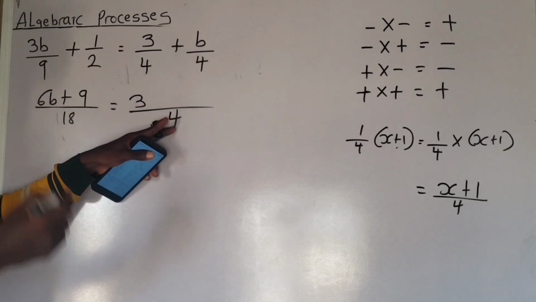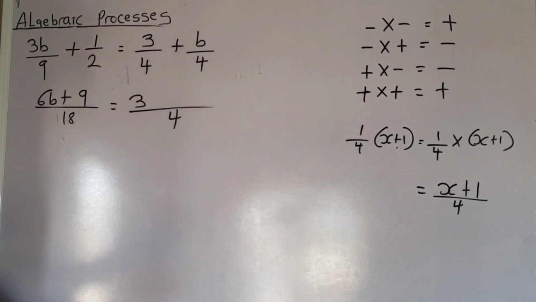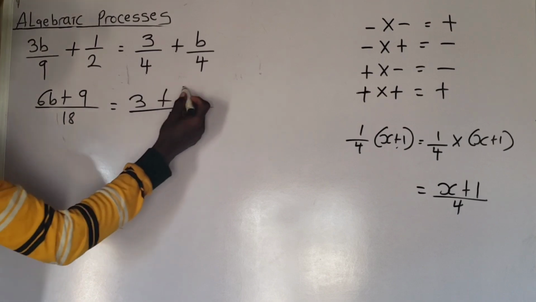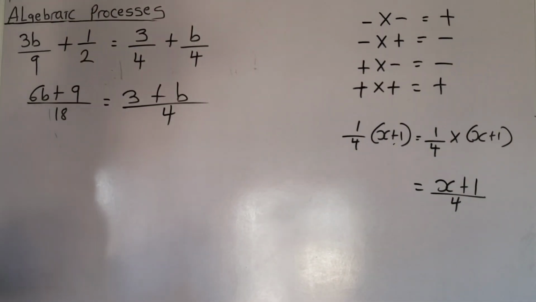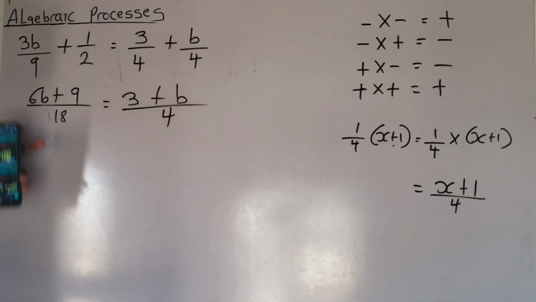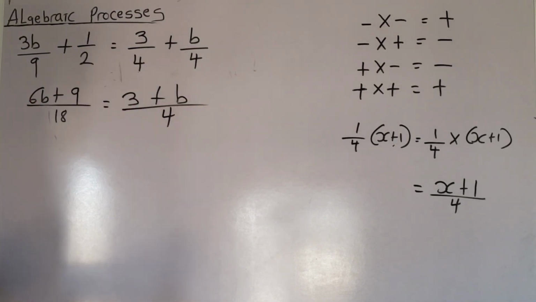4 divided by 4 is what? 1. 1 multiplied by b is what? Plus b. You see, what I did here is that I take the LCM of both the left hand side and the right hand side. You understand? Now the next step here is to take the cross product.